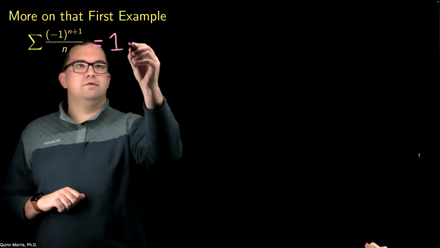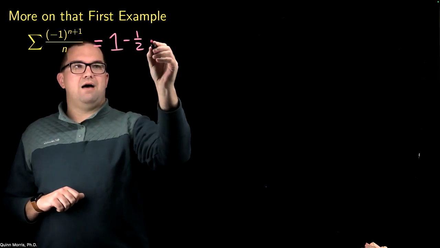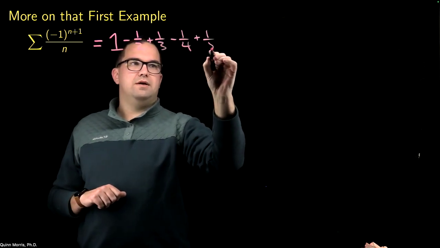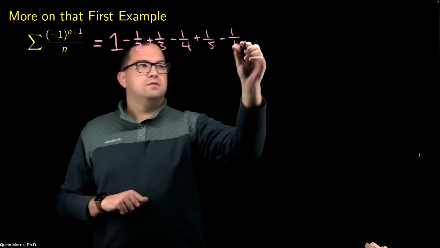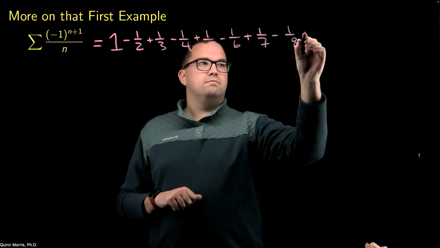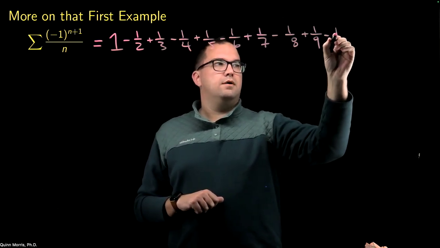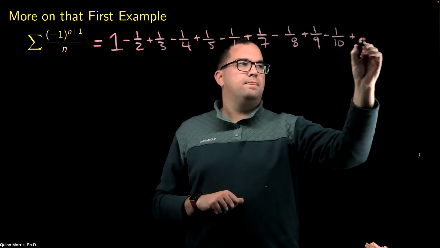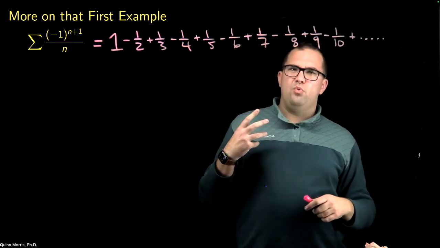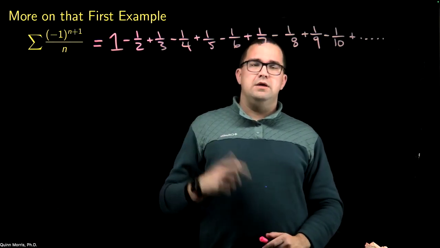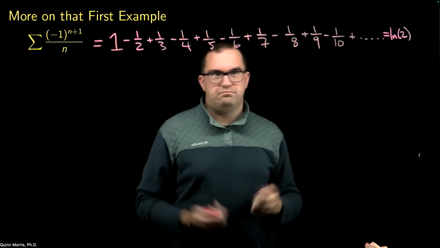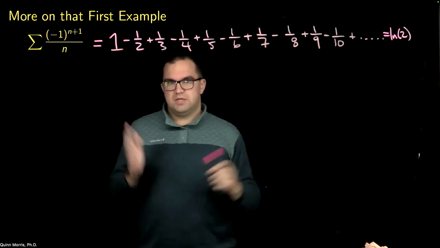Okay. So if I just start writing out terms, when n is equal to 1, I'll just get 1. Then I'll get minus a half. Then I'll get plus a third, minus a fourth, plus a fifth, minus a sixth. And I'm just going to write out a few more terms. Okay, you get the idea. So on and so on. Okay. Now, we know this converges. We actually don't know what it converges to, but I'll go ahead and tell you this converges to the natural log of 2.